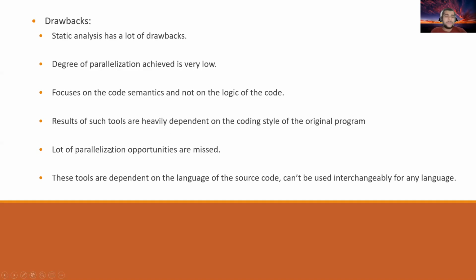And then a lot of parallelization opportunities are missed, and these tools are dependent on the language of the source code, of course. They basically need to parse the entire source code, so every tool has to be dependent on the language of the source code. So if somebody has created a tool for C, then it can only work on C. Yeah, exactly, because it's not platform independent.